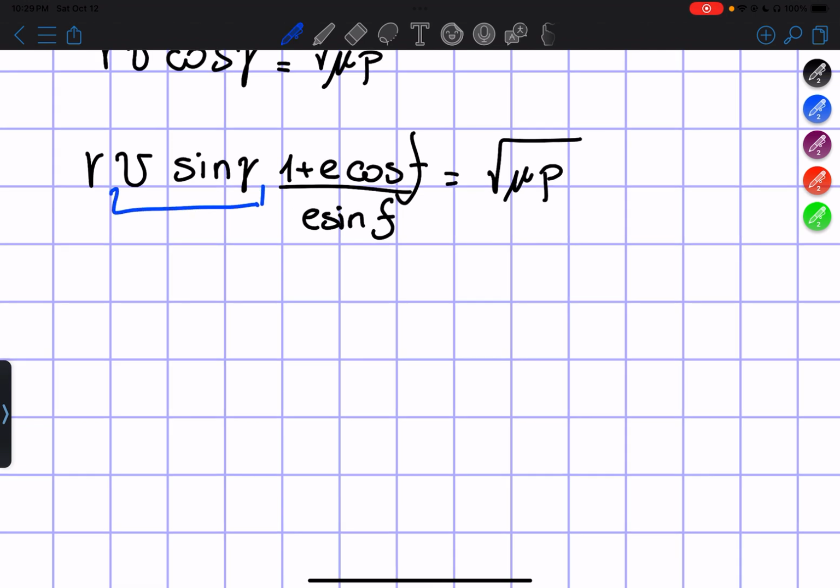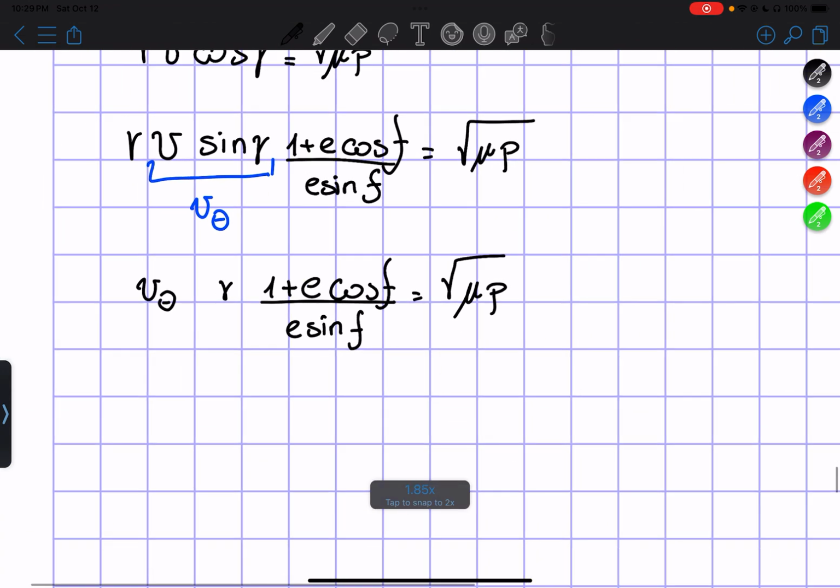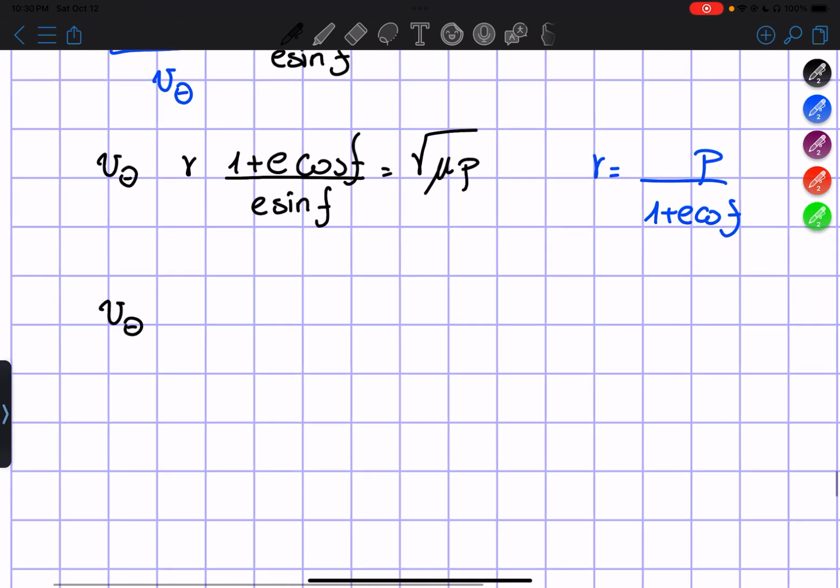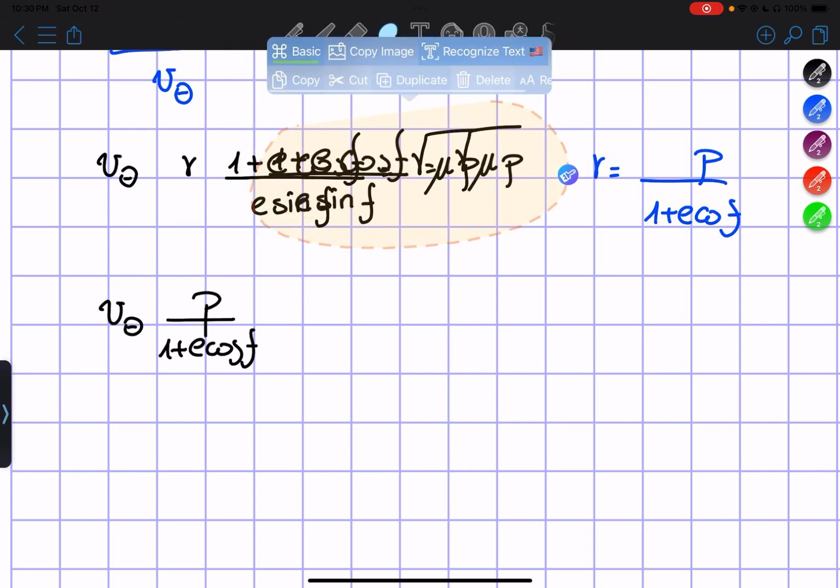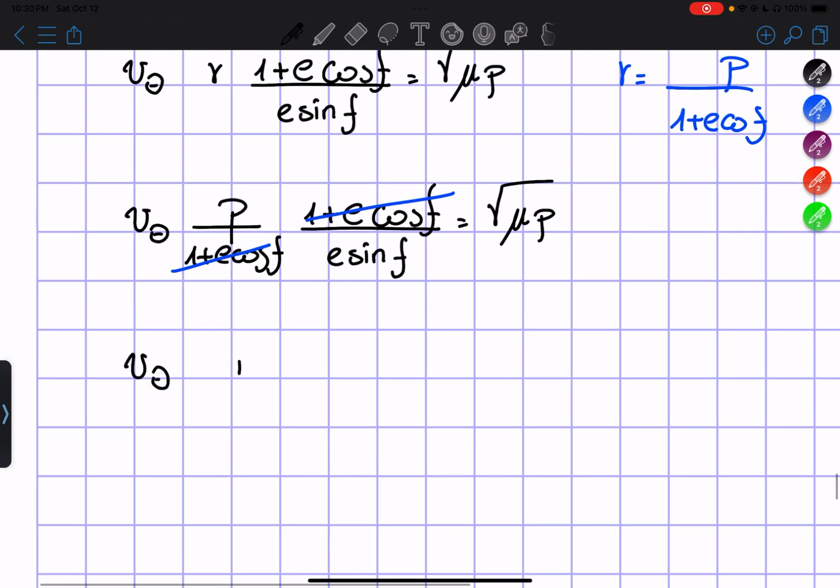Now, this v times sine of gamma is simply v theta, we said before. So now we have v theta times r times 1 plus e cosine of f divided by e sine of f equals square root of mu p. However, we know that our formula r gives us p divided by 1 plus e cosine of f. So let's plug it in here. We have v theta equals p times 1 plus e cosine of f times all the rest. So we have everything here. Now these two cancel out, and we're left with v theta times p divided by e sine f equals square root of mu p.